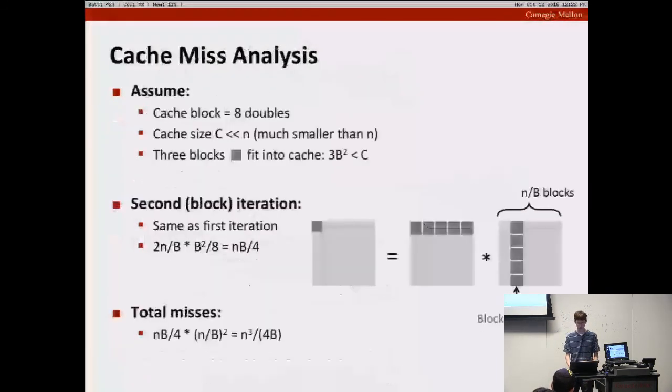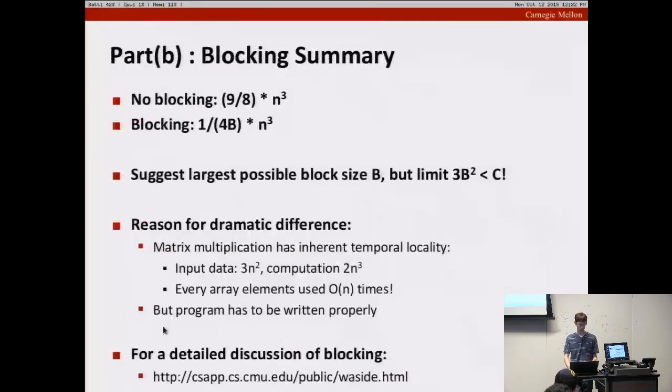So does this make sense to everyone? This is the number of blocks we have to calculate this cell, the number of misses for each of those blocks. And then that's the total misses: number of blocks times that amount. Make sense? Okay.